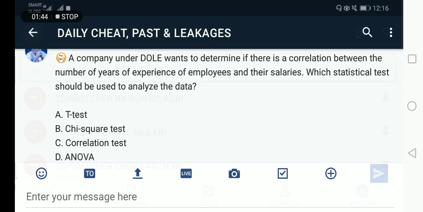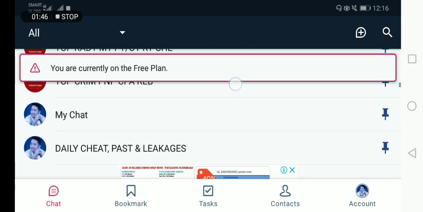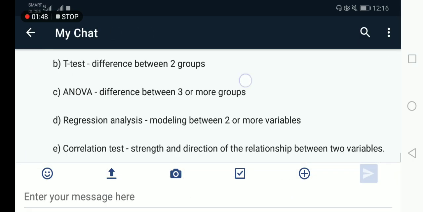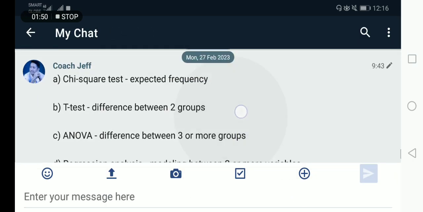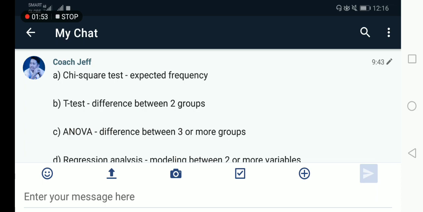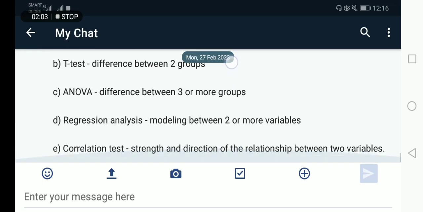Okay, top ones. Let's try to differentiate each. If we say chi-square test, that is an expected frequency. T-test, two groups: difference between two groups. ANOVA, difference between three or more groups. Basta ANOVA, three or more groups.